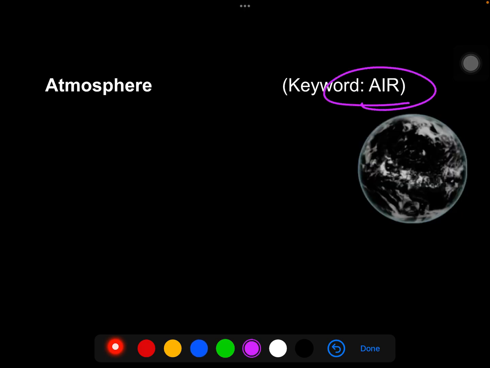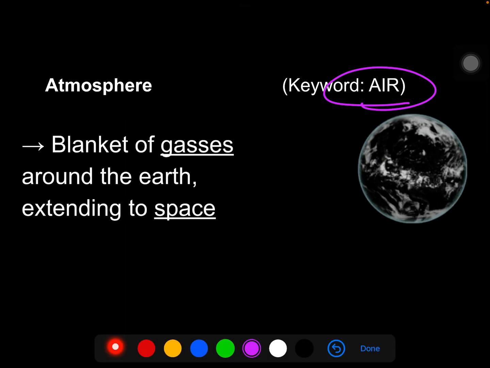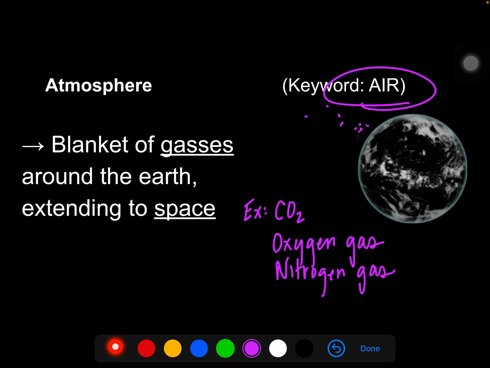Atmosphere, key word being air. We know the atmosphere is that blanket of gas that surrounds the Earth and extends out into space. So there is a certain point where our atmosphere gets so thin that we just are in space with no particles. So our blanket of gases around the Earth, different gases we could think about for our examples. I know we've talked a lot about this one already. CO2, that carbon dioxide. We've got oxygen as a gas. We've got nitrogen as a gas. Methane, that's a carbon gas. Lots of trace particles, but these are our main examples for the atmosphere.